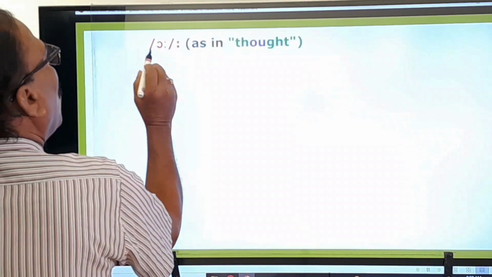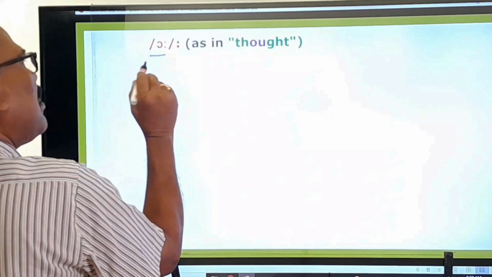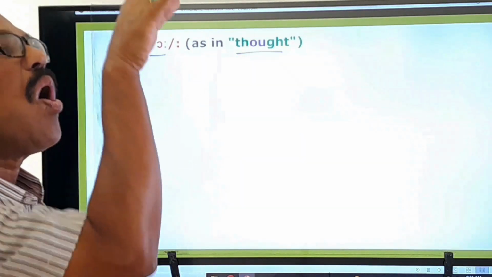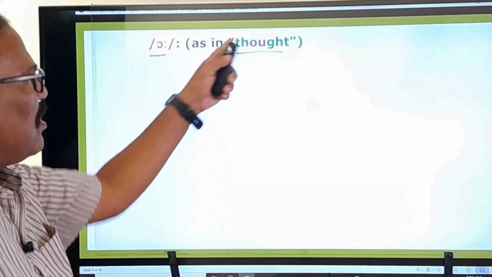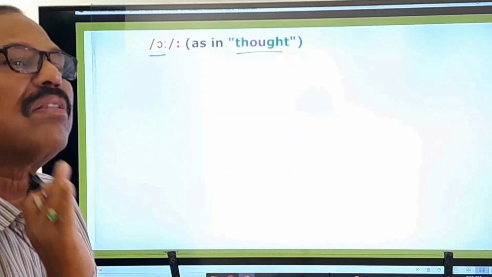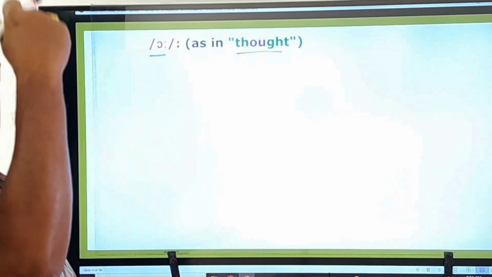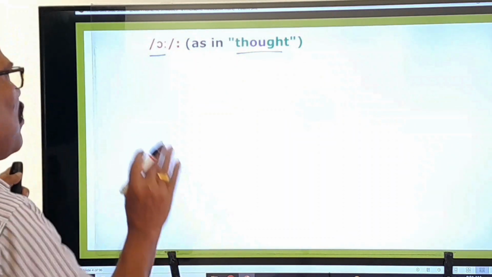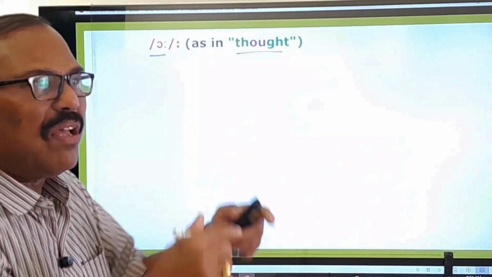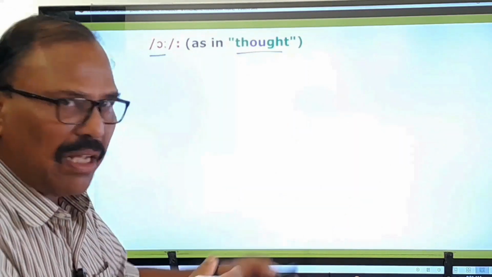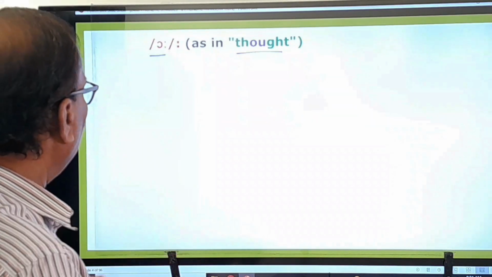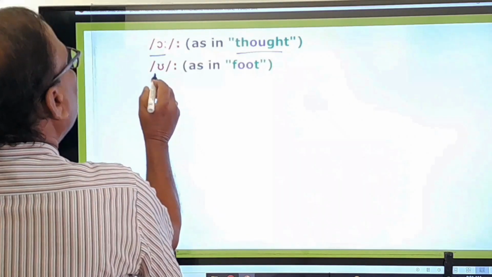This is O again, as in thought. How do you pronounce this word? Thought. Again, it is also coming from the palate. I'll give you a very clear explanation about these sounds with a diagram in the coming slides. You can understand it then very clearly. And here you pay attention. This is O.